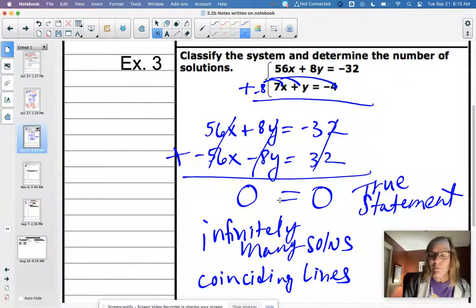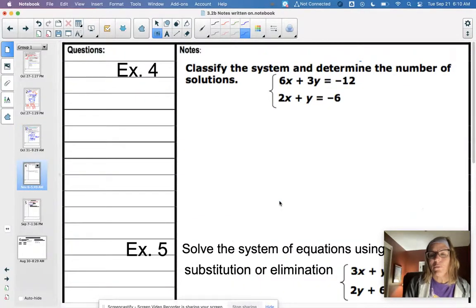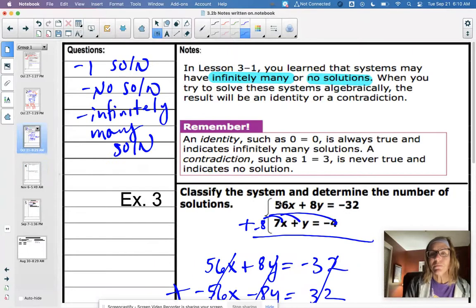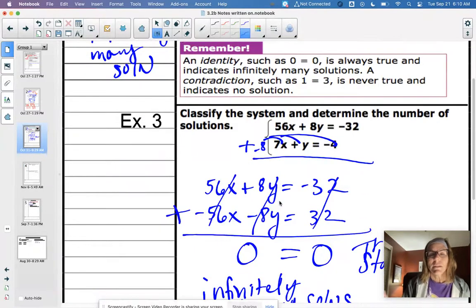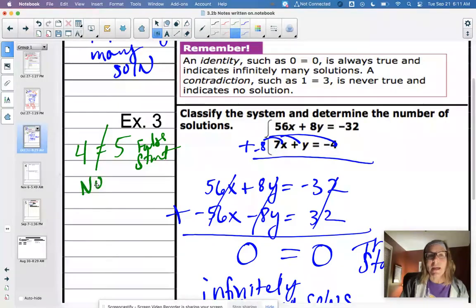Now, the one thing I want to mention, example 4 and 5, we are going to do in class. But if we would have a scenario, I want to write something down quick, and instead of a true statement, we would have a statement like 4 equals 5. That is a false statement. If you get a false statement, that's when you would say no solution, and that goes with, obviously, we already know, parallel lines.